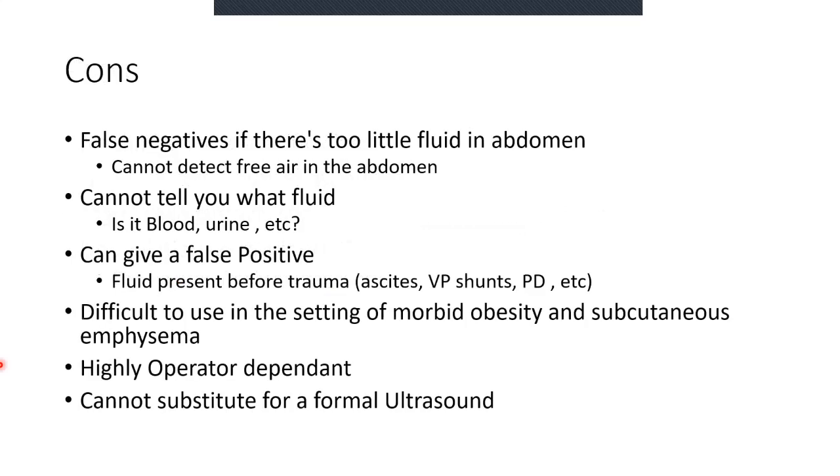What are some of the cons? False negatives. So if there's too little free fluid in the abdomen, your patients only start becoming FAST positive, EFAST positive, in other words, where we can say this is an acute abdomen with free fluid inside, once they pass more than 150 mils of fluid. So less than that, we may miss it.